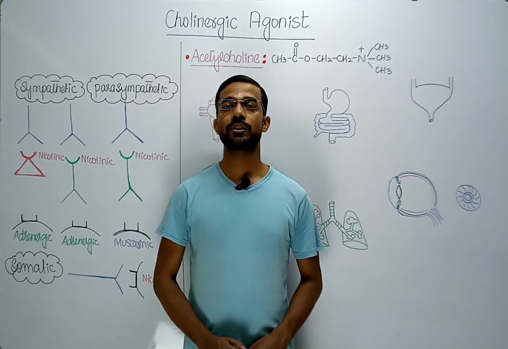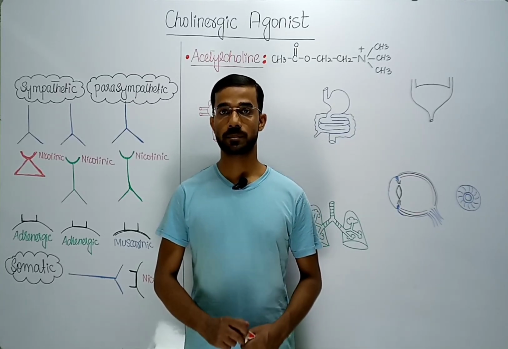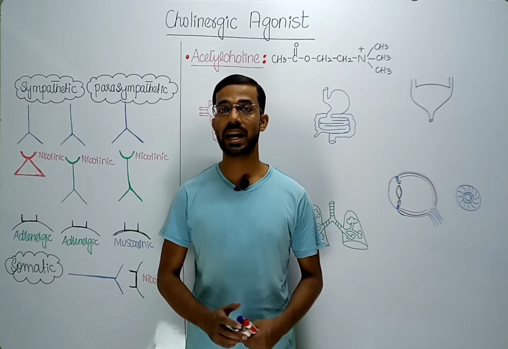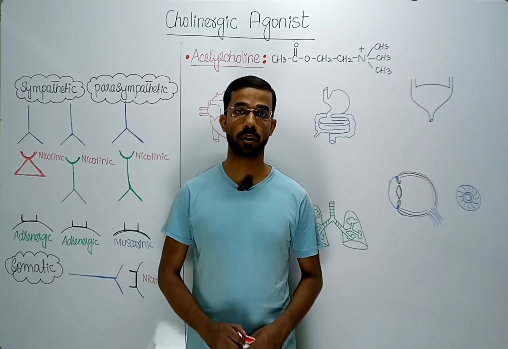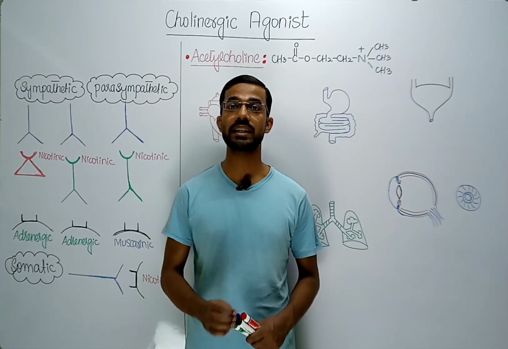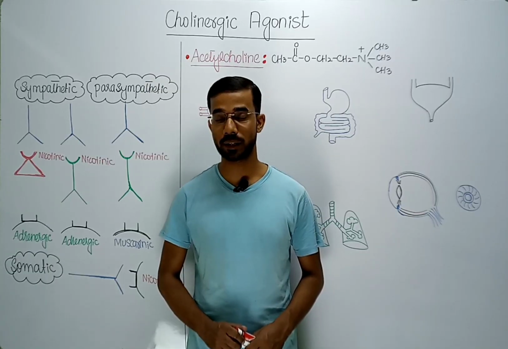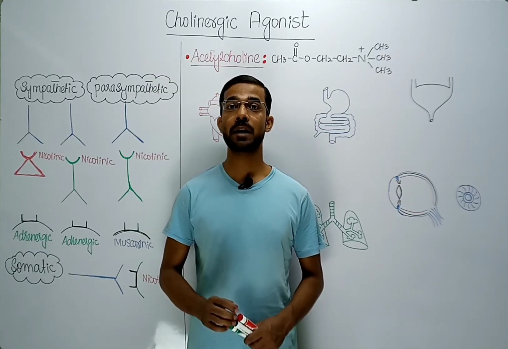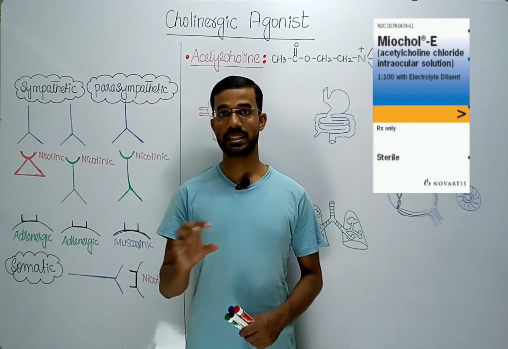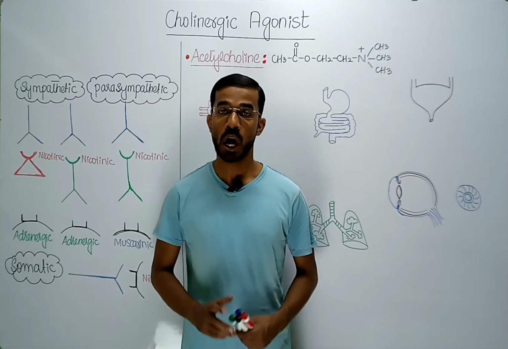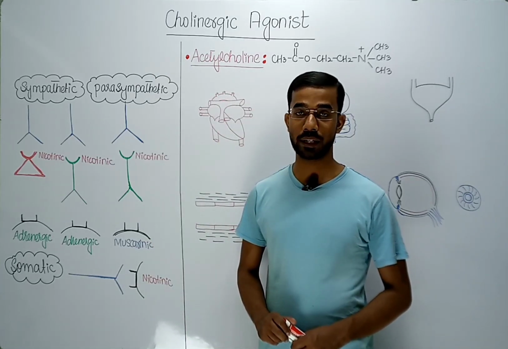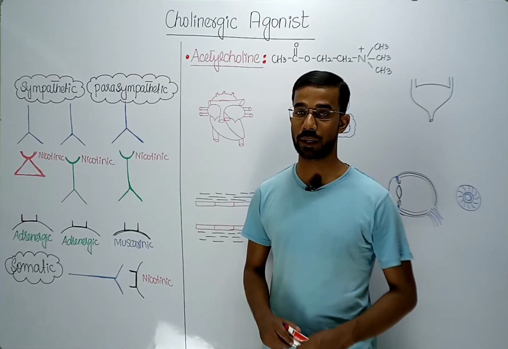In this lecture, we are going to discuss acetylcholine from both aspects, endogenous and exogenous. We will also see the effects of acetylcholine on the different parts of the body. Basically, acetylcholine has both aspects. Endogenous, it is naturally produced in our body, and exogenous, it can be given from outside in the form of Miochol-E, which is the brand name of acetylcholine. First of all, we will see the receptors of acetylcholine and the neurons of acetylcholine.